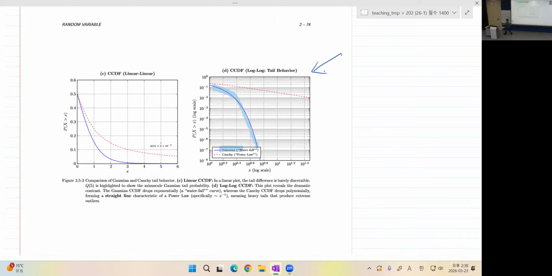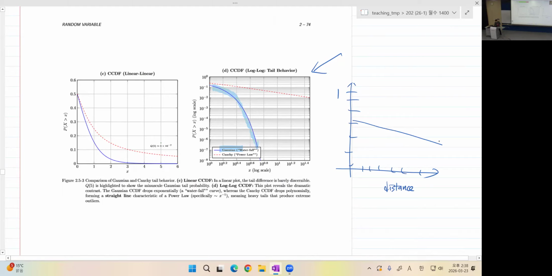So what we have is this one. Suppose this is distance in logarithmic scale. This is the received power in logarithmic scale. This is 1. Then you start from here for wireless.